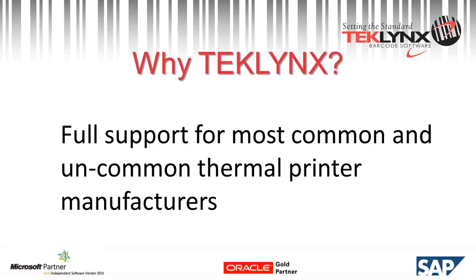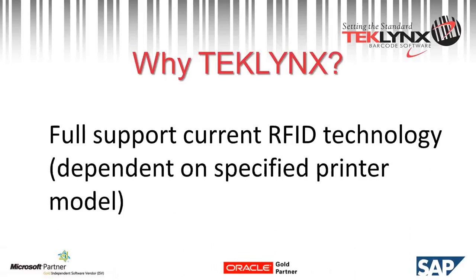Well, first of all, like I said, we're talking about passive RFID here, and with most passive RFID encoding, we're talking about passing smart labels through a thermal printer of some sort. In the case of TEKLYNX, we carry full support for most common and even some uncommon thermal printer manufacturers. So chances are, if you have an RFID-enabled thermal printer, we're going to have support for it. And in addition to that, full support of all the current RFID technology. Of course, this full support is because of the extensive thermal printer support we have, basically because the RFID technology that is available is directly dependent on which printer you select. So with that broad printer support, we of course have a very broad support for RFID encoding in general.